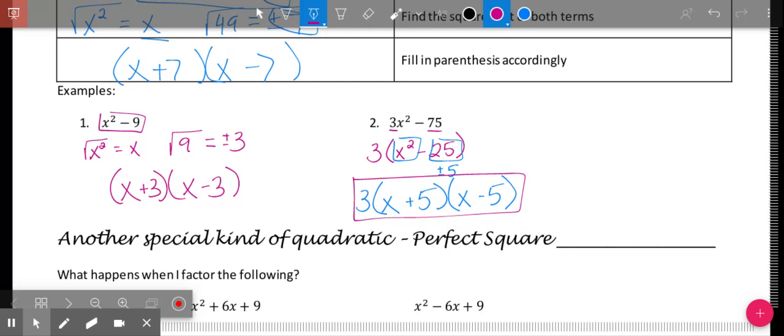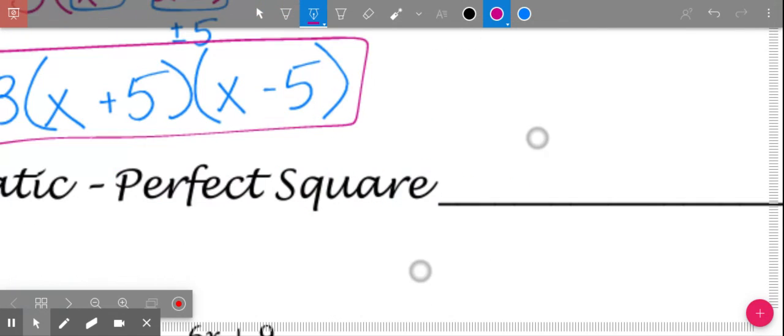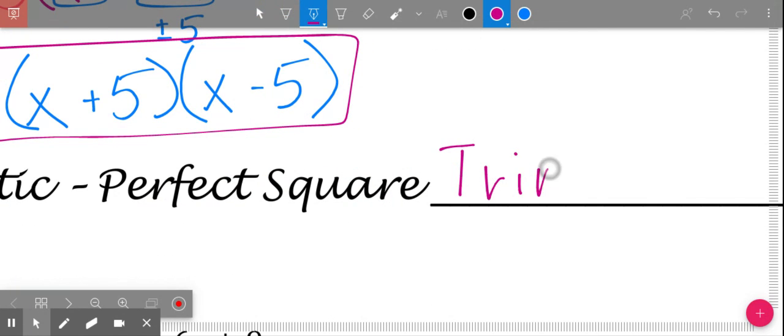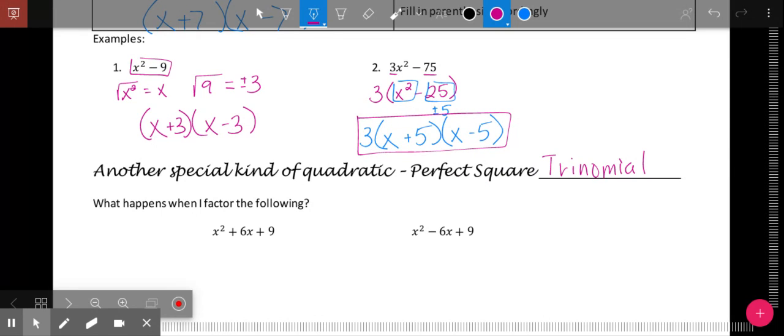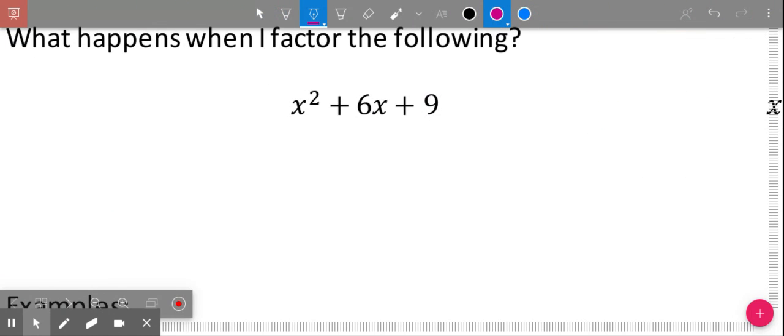All right. So another special type of quadratic is a perfect square trinomial. And we've actually already worked with these. So this is a little bit of a review section. Okay, so on the first one, what happens when I factor the following? So we need to think what's going to add to give me 6, but multiply to give me 9. Okay, so hope you're sitting there thinking of those two numbers. What adds to 6 and multiplies to 9? That's going to be 3 and 3.